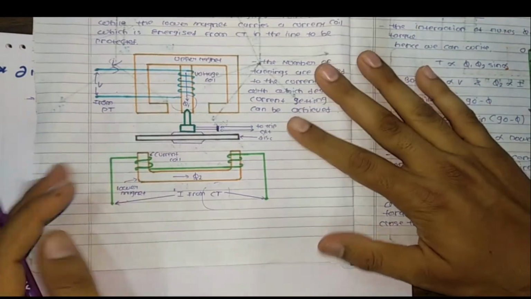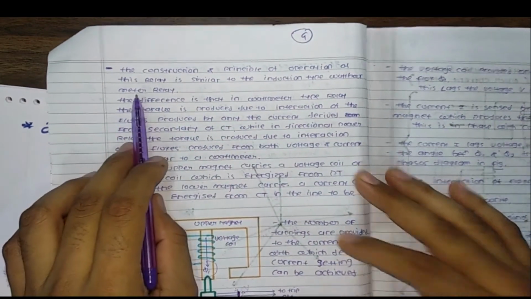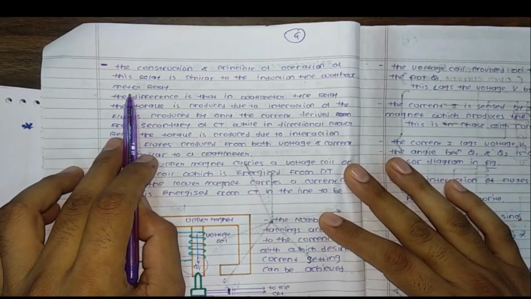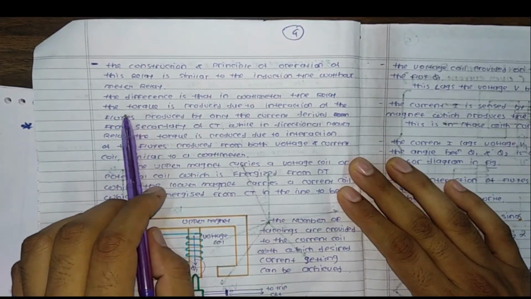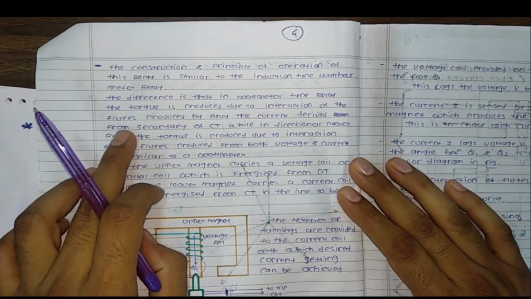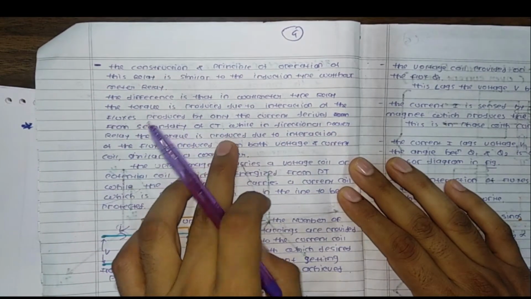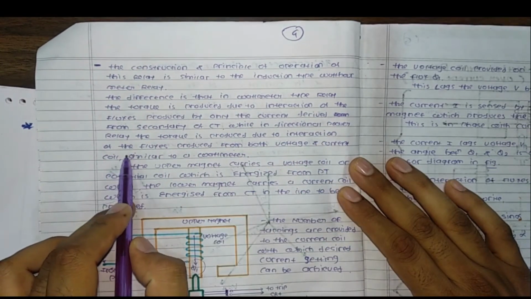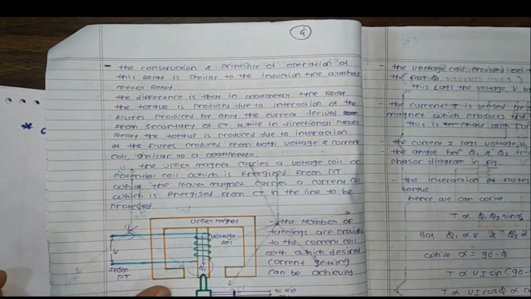So you can see the construction and principle of operation of this relay is similar to the induction type watt-meter relay. The difference is that in watt-meter type relay, the torque is produced due to interaction of the two fluxes that are produced by only the current derived from the secondary of CT. While in the directional power relay, the torque is produced due to interaction of fluxes produced from both voltage and current, similar to the wattmeter.